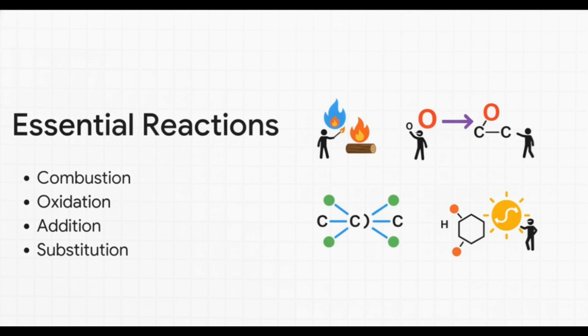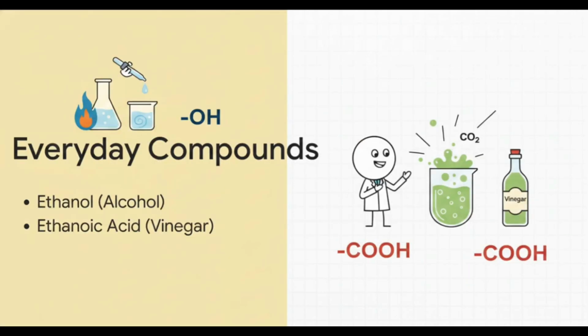Second is oxidation, which is using an oxidizing agent to force oxygen into a compound. Third, we have addition. This is where we break apart those unsaturated double bonds to add in new elements, usually with the help of a nickel catalyst. And fourth is substitution, where we use sunlight to literally kick out a hydrogen atom and swap it for something else entirely, like chlorine.